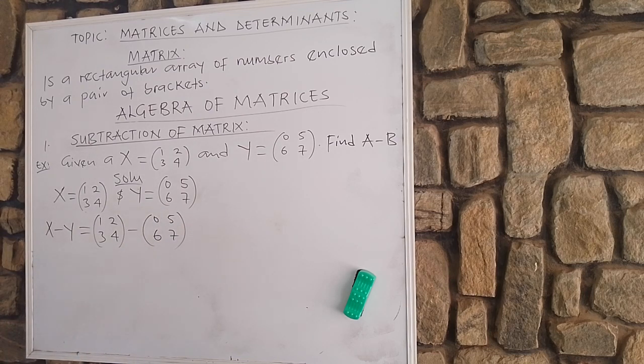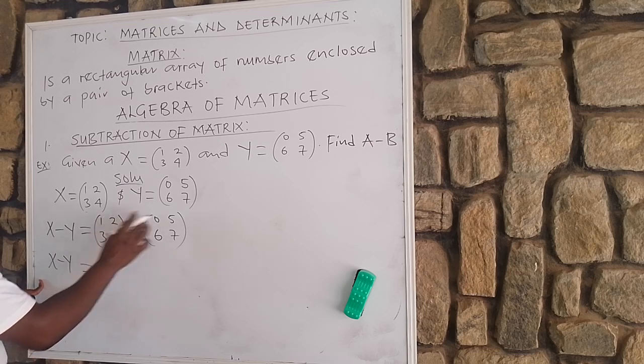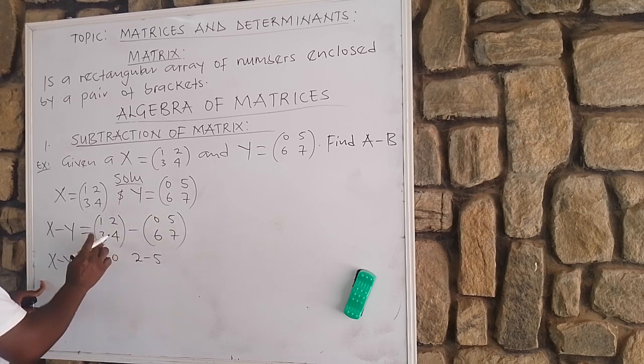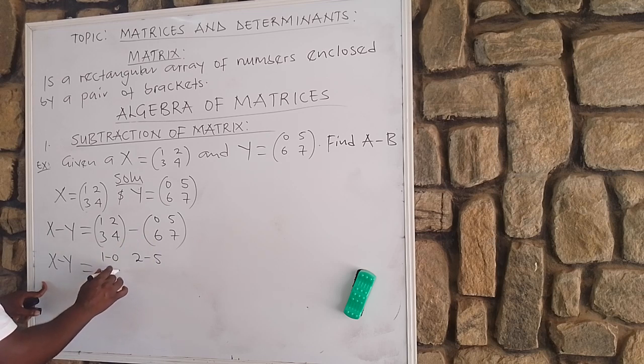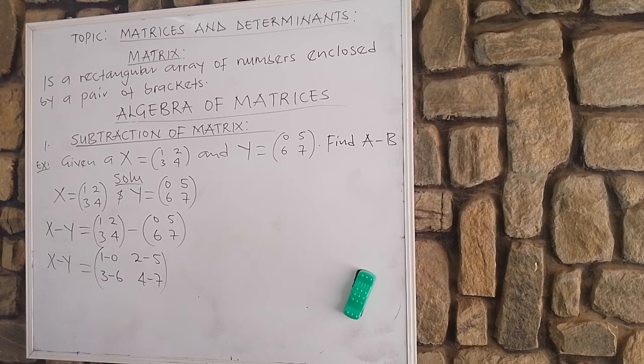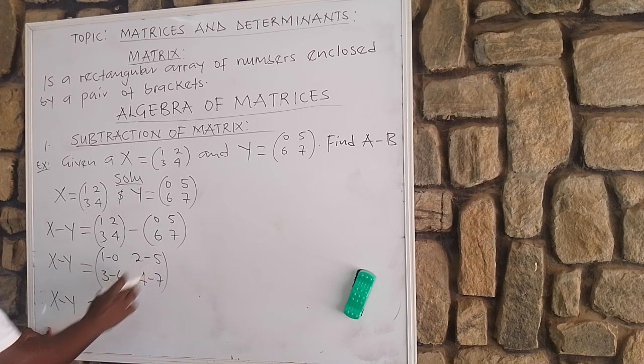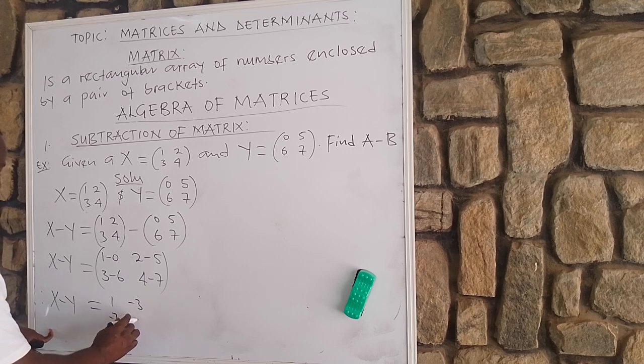Do you agree with me? So here X minus Y will now be equal to 1 minus 0, 2 minus 5, 3 minus 6, 4 minus 7. So you discover that our matrix X minus Y now, because 1 minus 0 is what? 1. 2 minus 5 is minus 3. 3 minus 6 is minus 3. Then 4 minus 7 is minus 3.